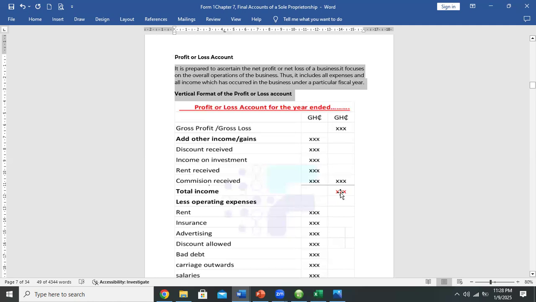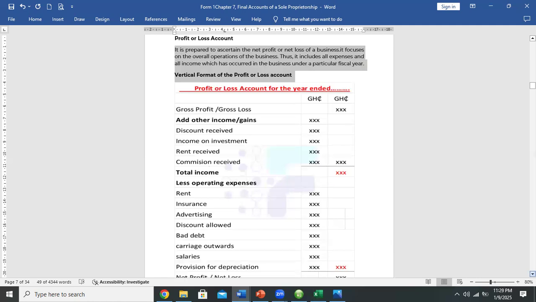After that, you less all the expenses you incur. And as for the expenses, you all agree that we have a lot of them. Expenses are the cost you incur for providing goods or services to your customers. So we have insurance, advertising, the rent paid. The rent paid becomes an expense. Discount allowed, which is the opposite of discount received.